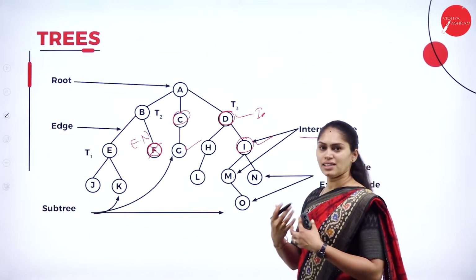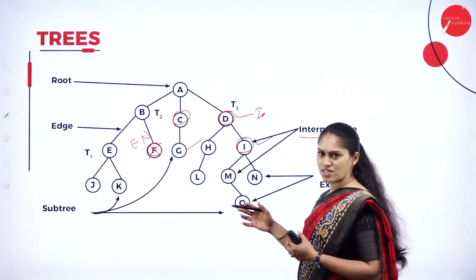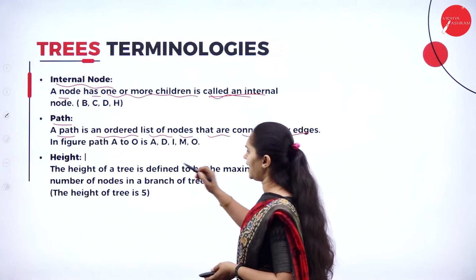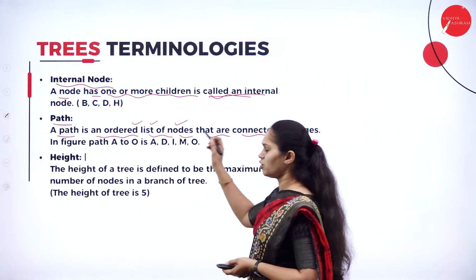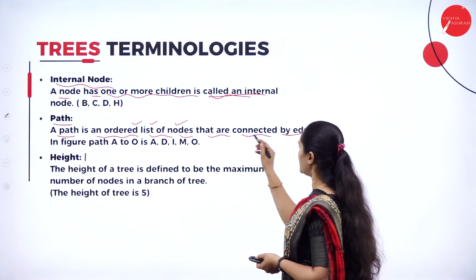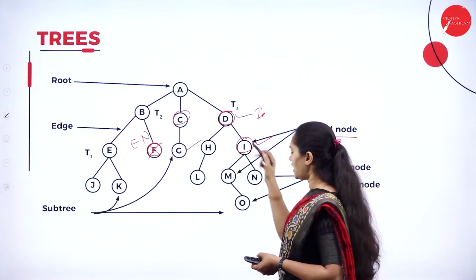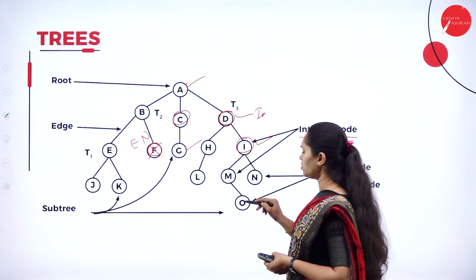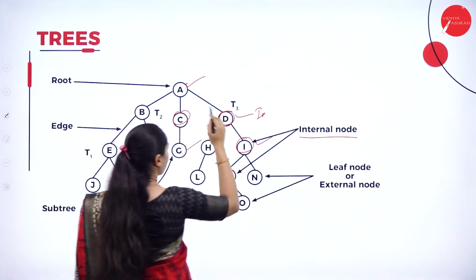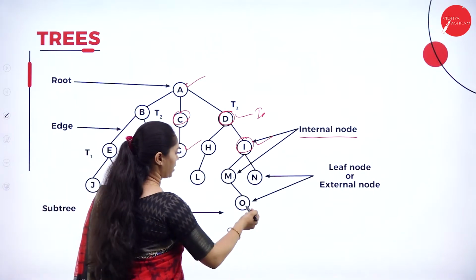So there are some other ways we have in order to reach, right? So what do we mean by path? Mainly, it is an ordered list of nodes that are connected by the edges. So let me consider the example. I wanted to reach from A to O. How can I reach? What are the nodes that I am supposed to visit in order to reach this O?